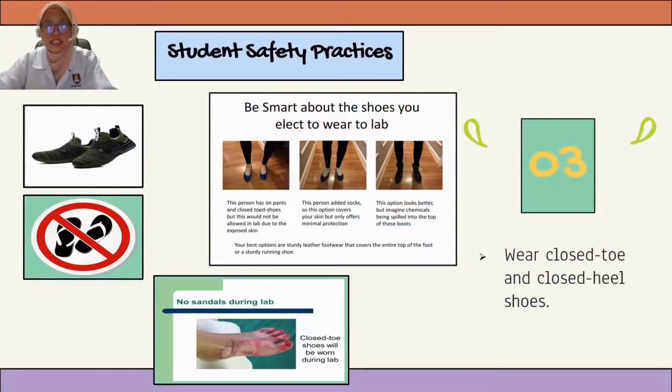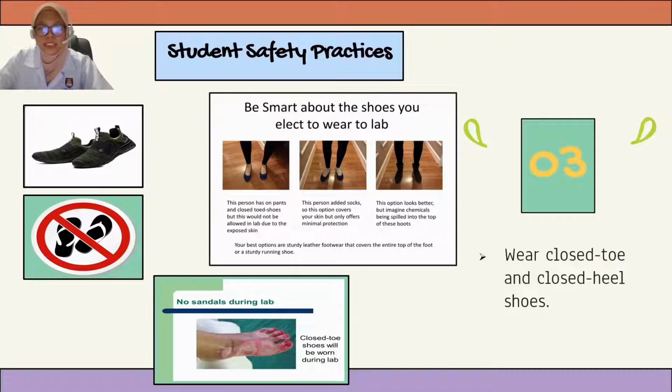And now the third student safety practice is you need to wear closed-toe and closed-heel shoes in order to protect yourself from any harm that exists on the floor, such as sharp objects, hot, wet or slippery floor. So actually sandals and open-toe shoes do not protect your feet from broken glass that is frequently found in the lab. So you need to wear proper shoes in order to enter the lab.